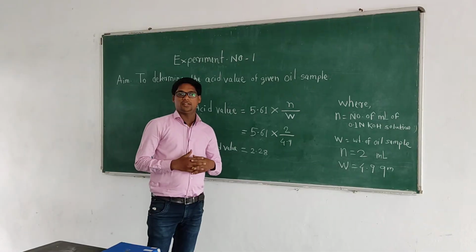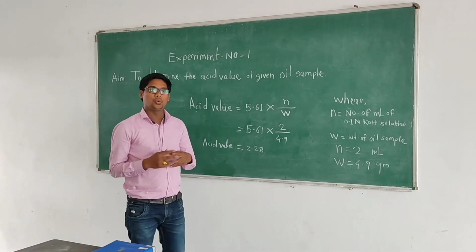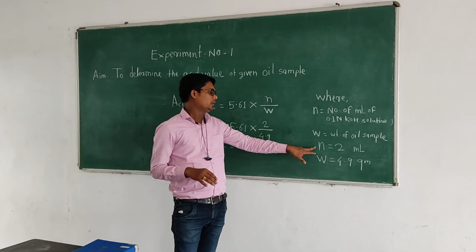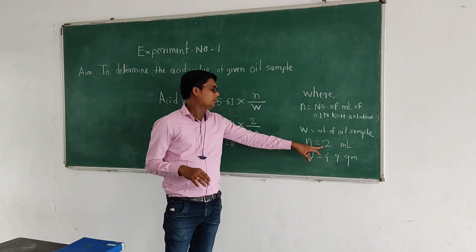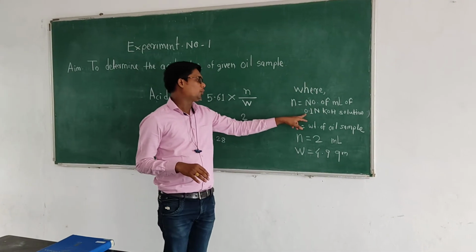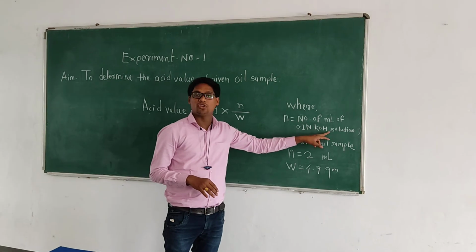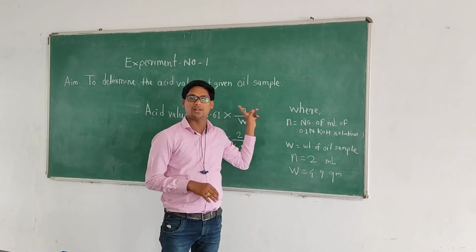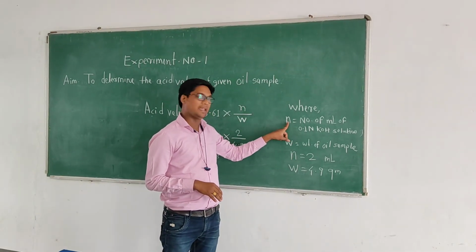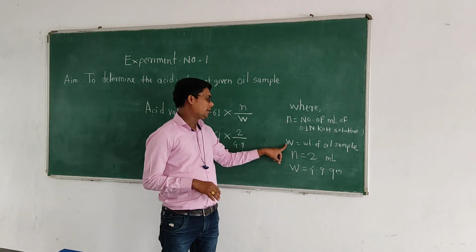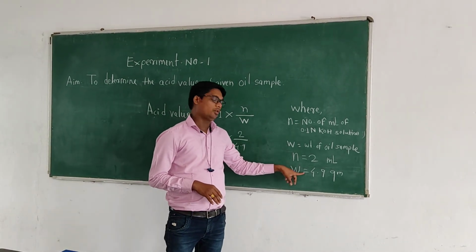So we are moving towards the next part, that is the calculation. After the experiment, we have 2 readings. First, N. What does N mean? Number of ml of 0.1 normal potassium hydroxide solution required for the neutralization. And what is meant by W? W means the weight of your oil sample.